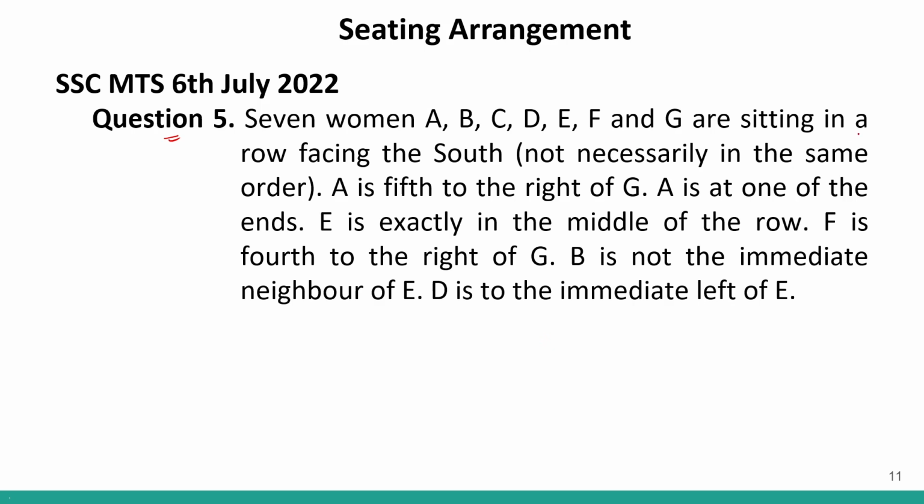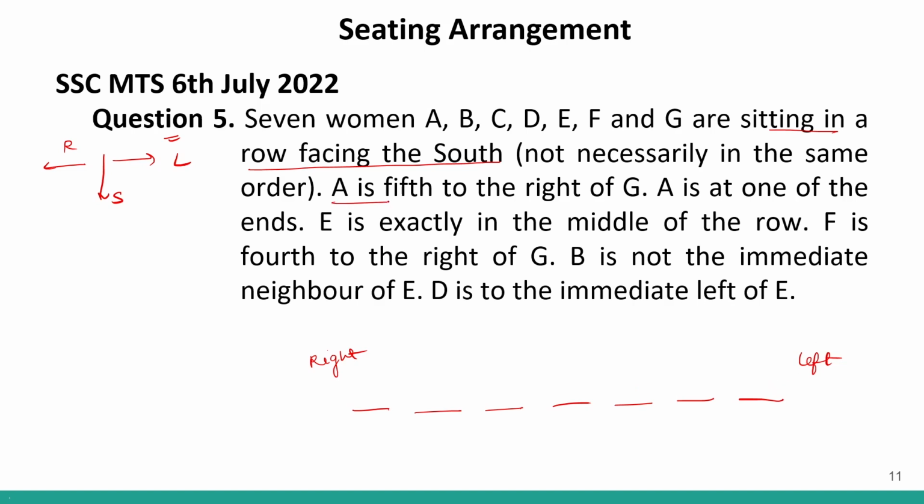There are 7 women who are sitting in a row facing the south. So not necessarily in the same order. So south means they are facing this direction, correct? This will be the left and this will be the right. So there are 7 women. So 1, 2, 3, 4, 5, 6, 7. And this will be the right end and this will be the left end.